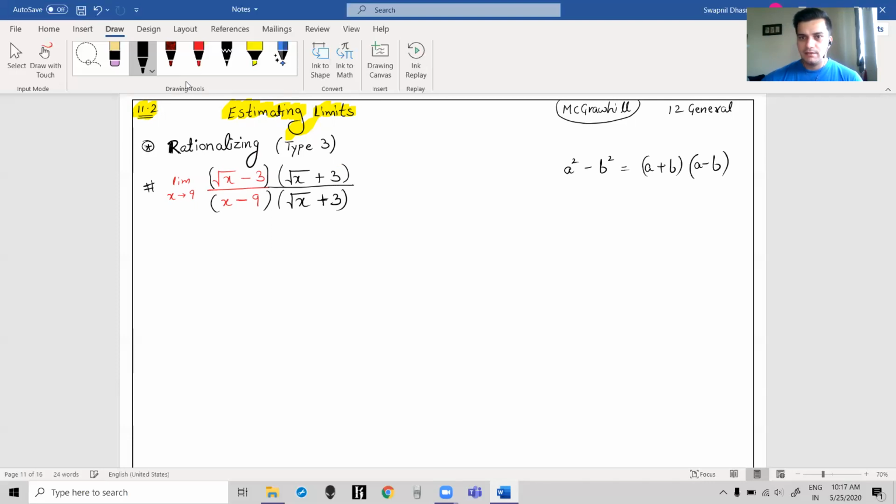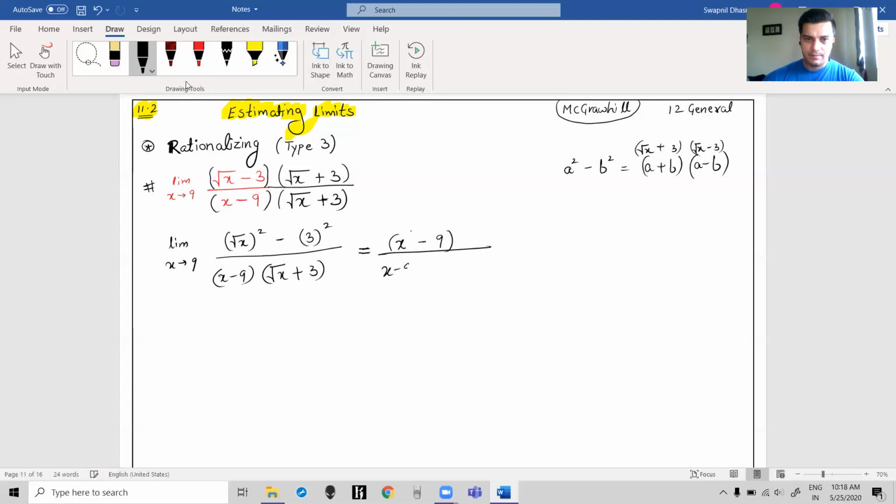So as we can see here, a is square root x, b is 3. When you multiply both of them, you should get, I'll just rewrite it, limit x tends to 9, root x whole square, which is a square minus b square. Make sure you put the bracket so that there's no confusion, and the bottom part remains absolutely same, no change to that. Then I'm going to get the square of root x, which is x, minus 9, divided by the same thing.